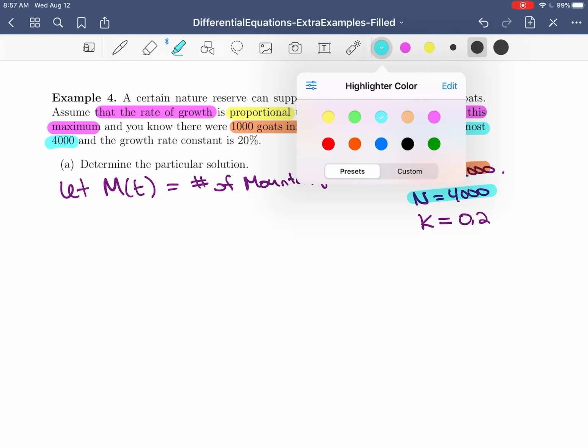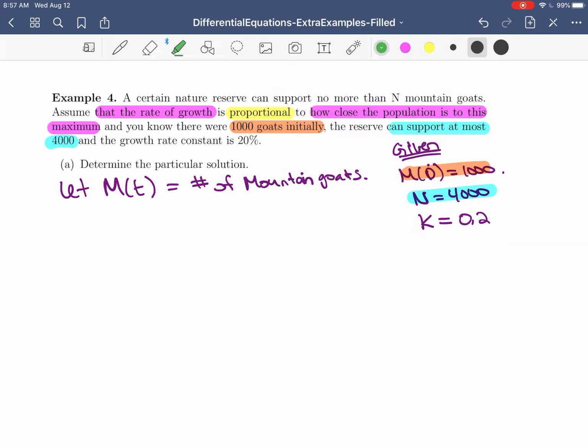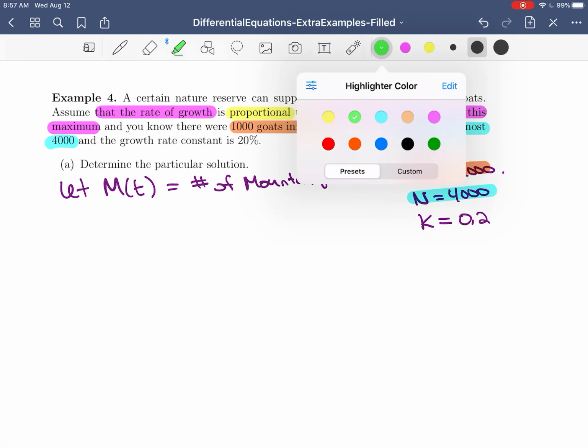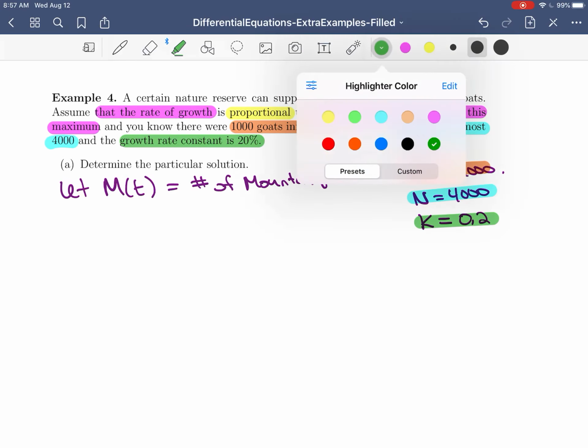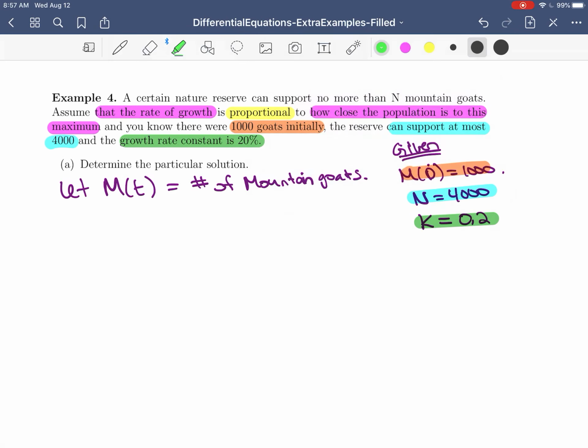And dark green. Oh, I haven't used regular green. No, I want that one. And the growth rate is 20%, so that's that. Oh, this is the one I wanted. I was like, why did I only use not that color? Okay. So this is what I wanted to be that color.